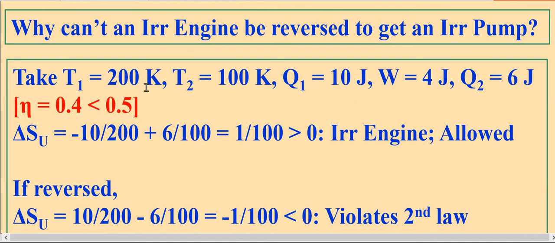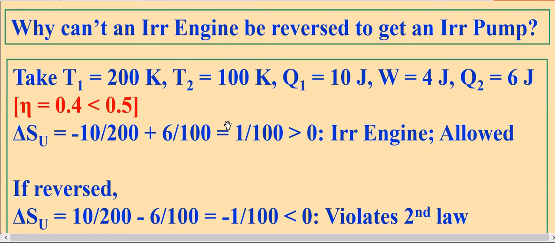So you calculate delta S of the universe. Heat taken from the source is 10, so it is minus 10 by 200, and given to the surroundings is 6, so 6 by 100. It becomes minus 10 by 200 plus 12 by 200, so basically 2 by 200, which is 1 by 100. It is greater than 0, so the irreversible engine is an allowed process, because delta S universe is greater than 0.